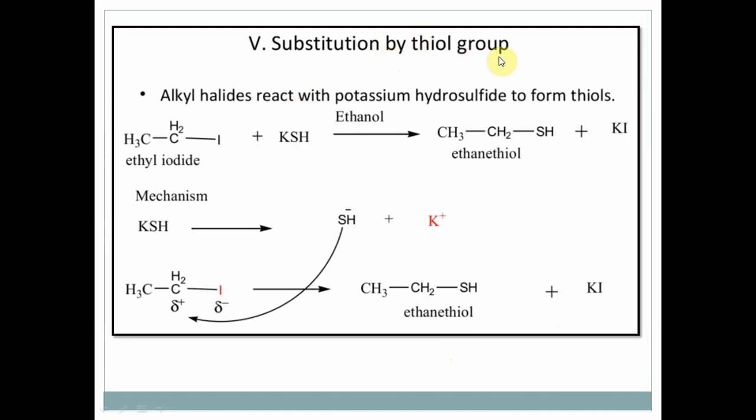Substitution by thiol group. Alkyl halide reacts with potassium hydrosulfide to form thiols. KSH: SH negative and K positive will form here. Further, this nucleophile will attack this carbon and ultimately we get the thioalcohol and KI.